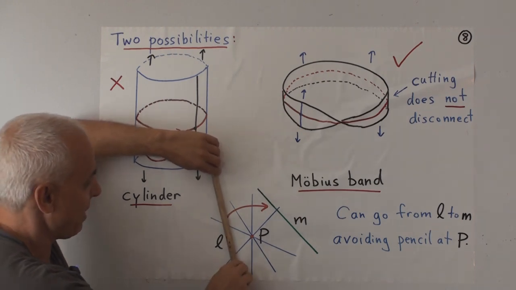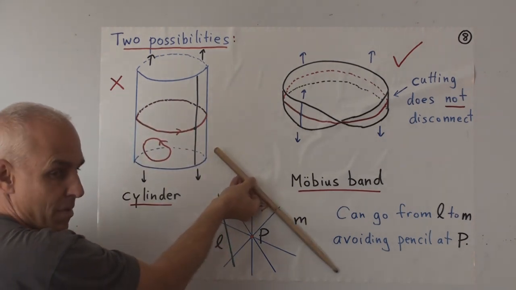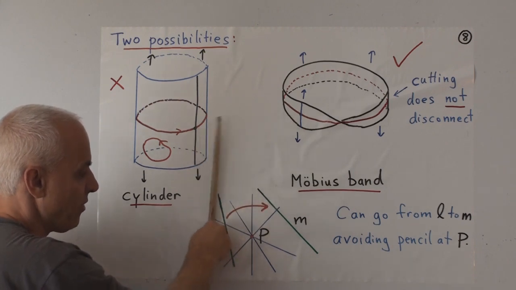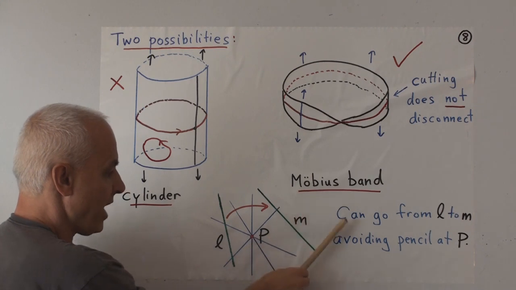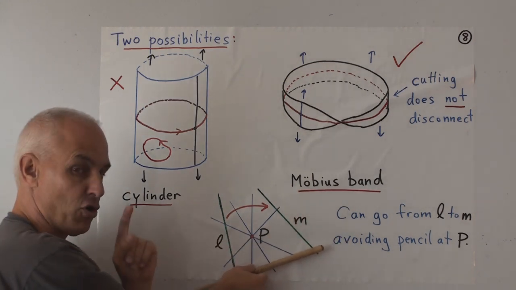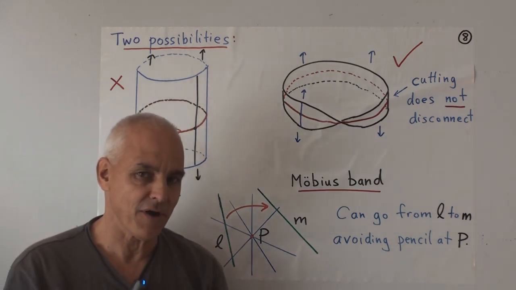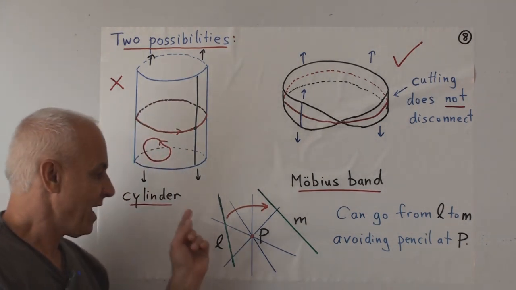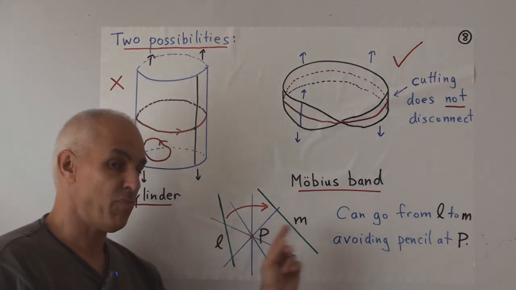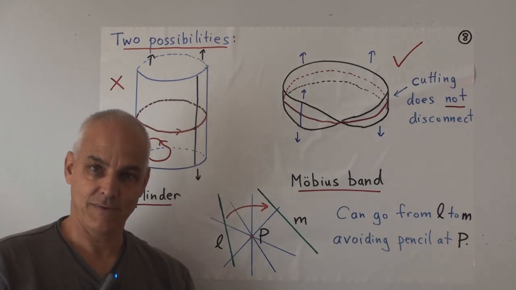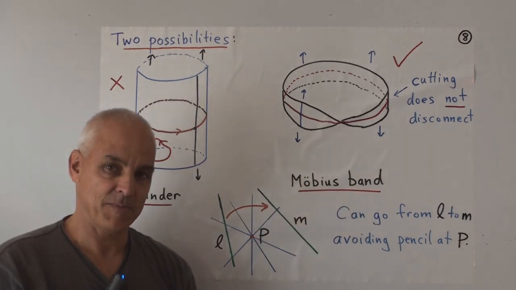You could also get from L to M by going this way, taking this line and moving it around like this to M. In this way, I can move from any line in the plane to any other line in the plane by avoiding the pencil P. In other words, by never going through P. So what I've kind of convinced you of here, I hope, is that if you remove the pencil at P, you can still connect any 2 points in what's left over. So that means we're not in the cylinder case, we must be in the Mobius band case.